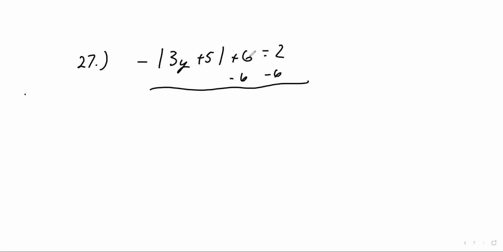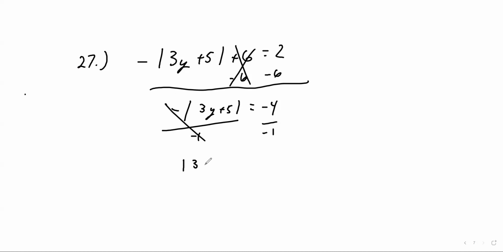So number 27, we have negative absolute value of 3y plus 5, plus 6 equals 2. So before I can split this up, I need to isolate the absolute value. So I need to get rid of the plus 6 because we always get rid of the addition and subtraction before multiplication and division. So I'll subtract 6 on both sides. And then get negative absolute value of 3y plus 5. And then 2 minus 6 is -4. And then to get rid of this negative, I'm just going to divide both sides by -1, or technically multiply both sides by -1. It really doesn't matter. I get the absolute value of 3y plus 5 equals +4.